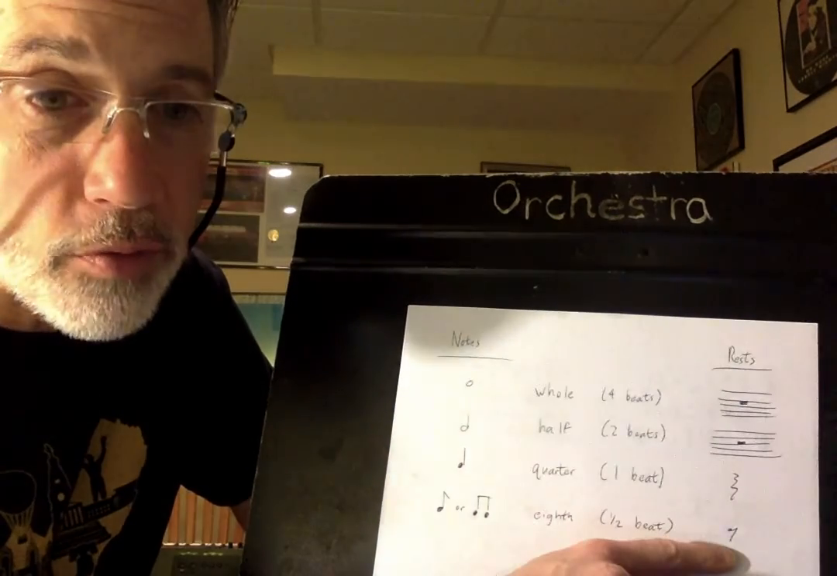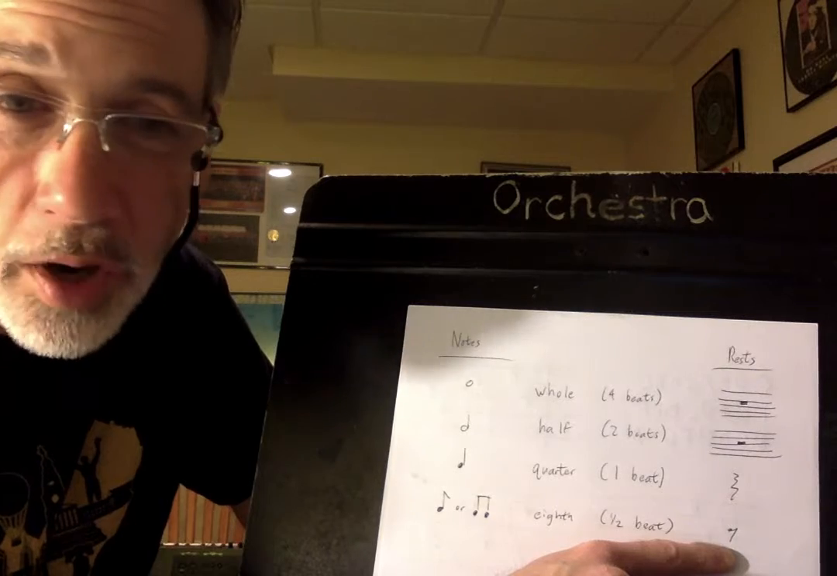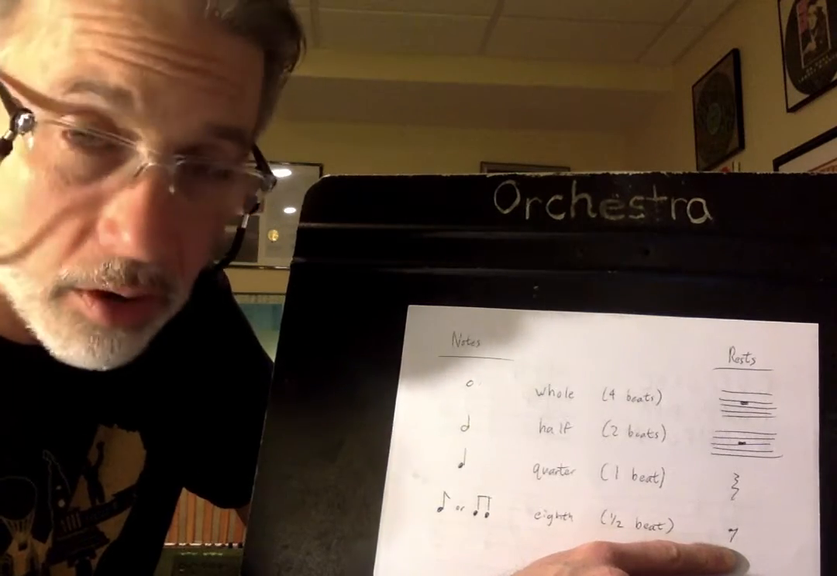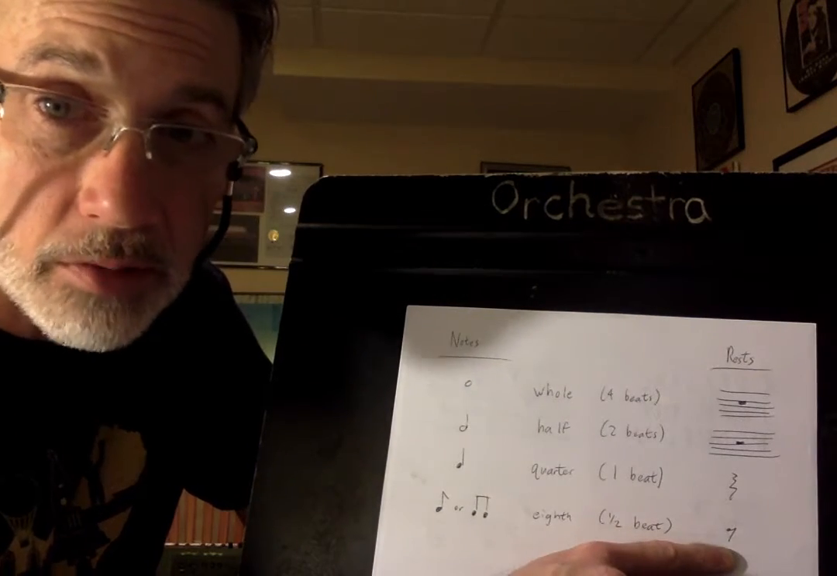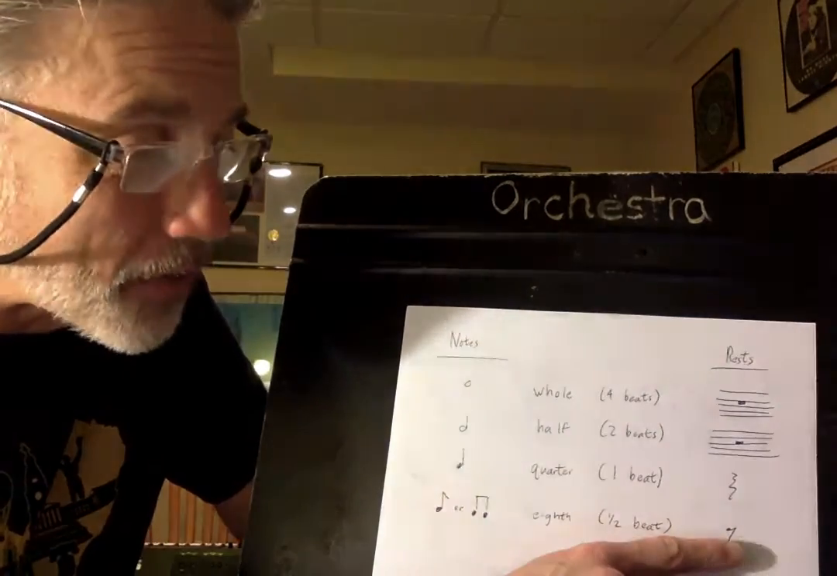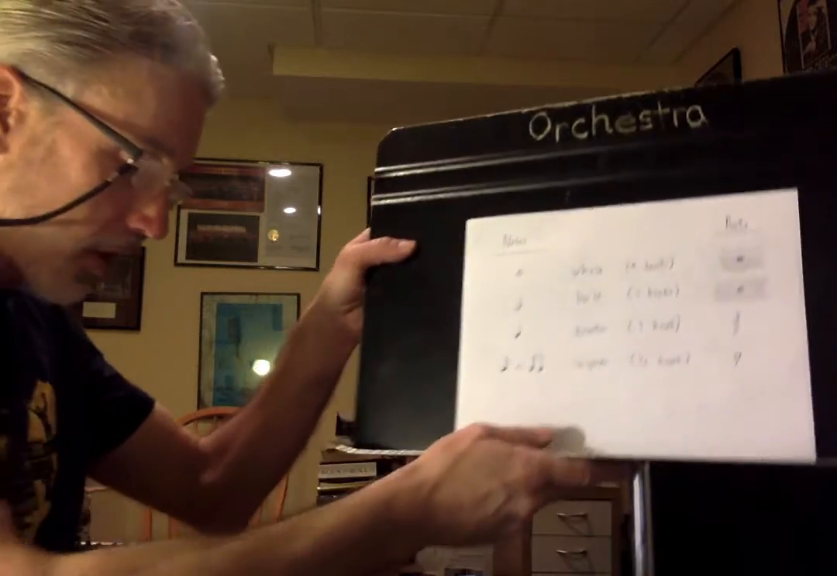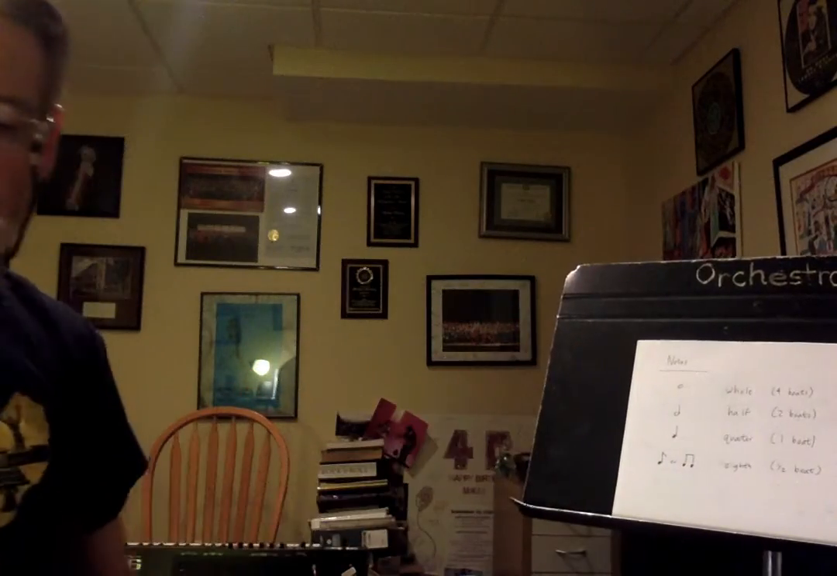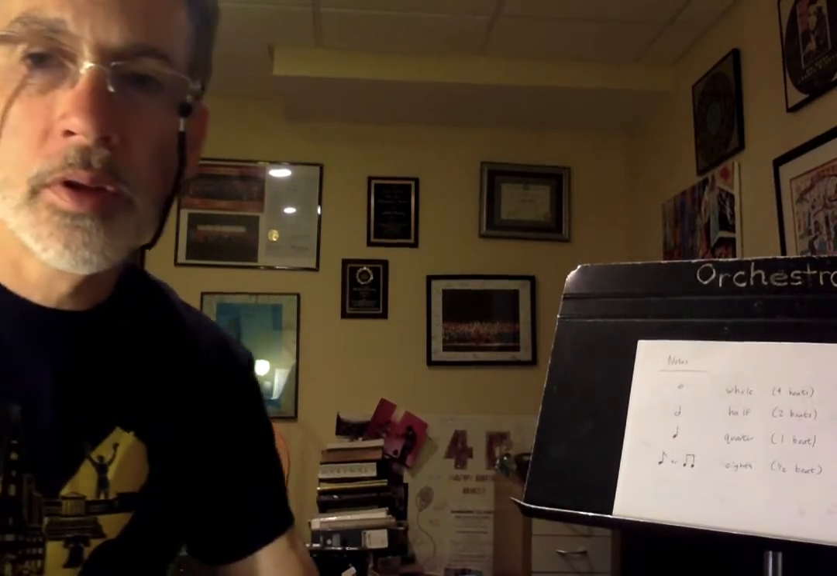And the eighth rest looks like a 7. Why does an eighth rest look like a 7? I don't know. I'm just the messenger. I'm just giving you the information. Okay. So that's what an eighth rest looks like, and that's half a beat of silence. Now, when we're talking about half a beat, okay, if this is the beat of our piece, so that's the rhythm of our eighth notes and eighth rests.